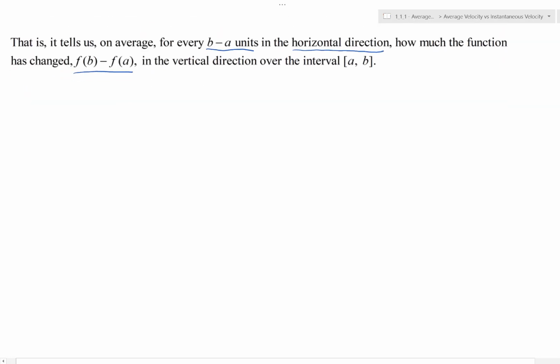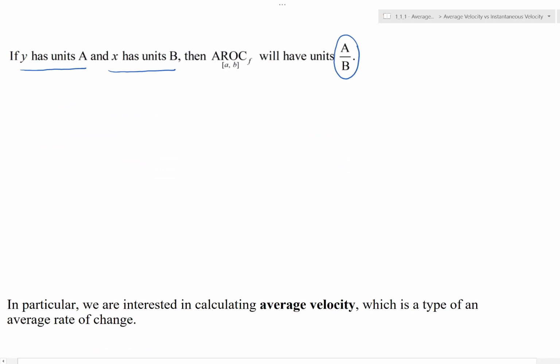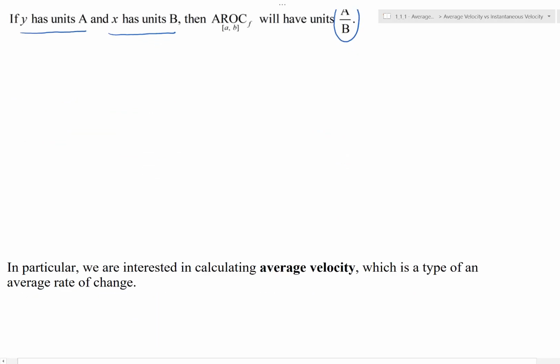So I'm just trying to refresh your memory here about some of this stuff. And note that units are important. So if the outputs y have units a and the inputs x have units b, then the average rate of change, which is the ratio of the outputs over the inputs over that interval, will have units a over b. So we need to keep that in mind. It'll always be true. What those units are is all dependent upon the context of the situation. So we are particularly interested in calculating what's called the average velocity, which is the average rate of change.